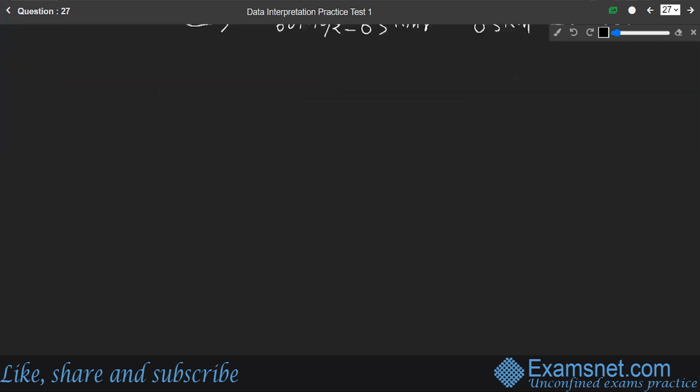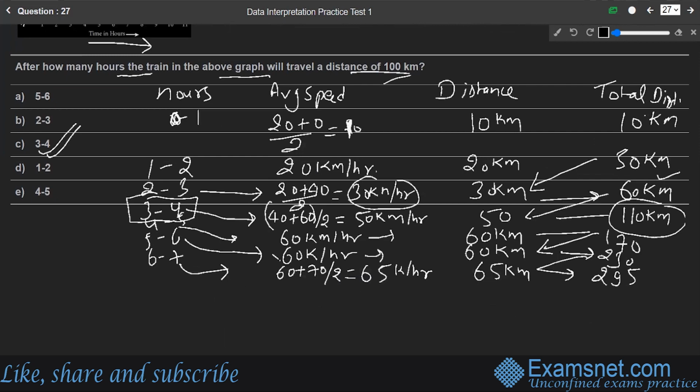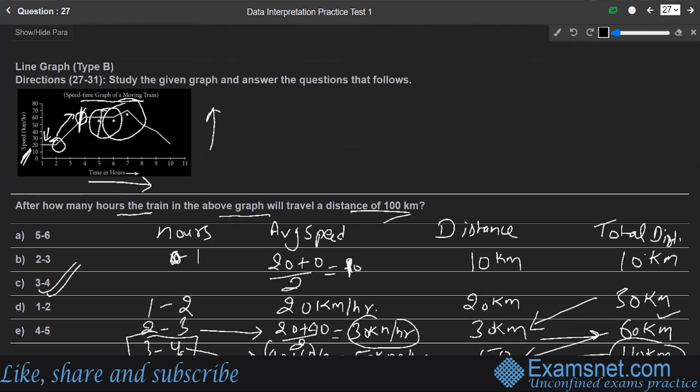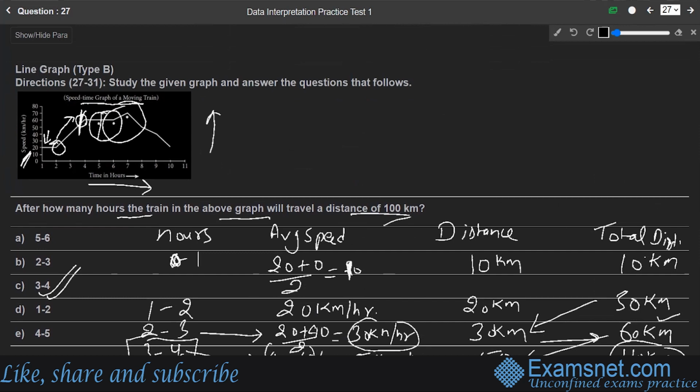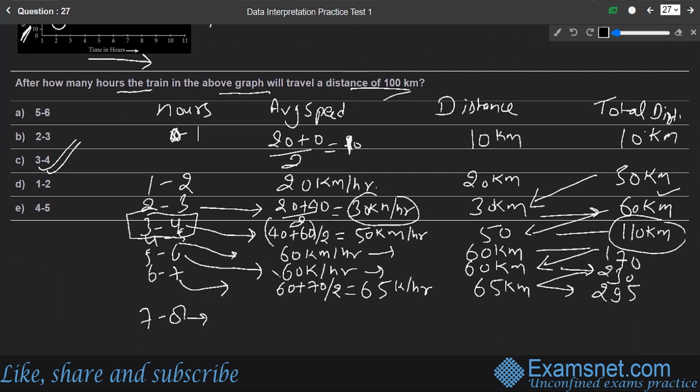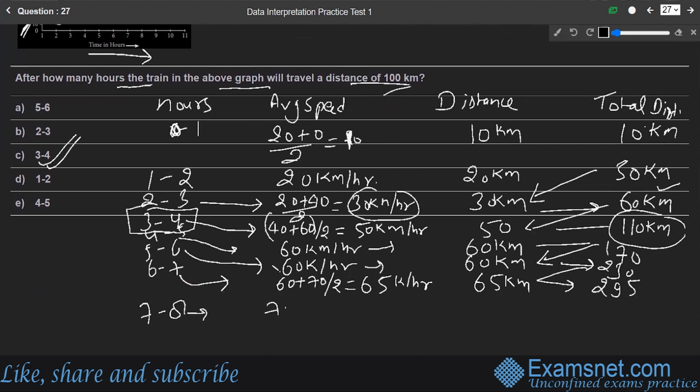Before scrolling down further, we have to see the data for 7 to 8 hours also. So let us check the graph between 7 to 8 hours. At the seventh hour, the speed is at 70 kilometer per hour, and at the eighth hour, the speed is somewhere at 50 kilometer per hour. So the average speed between 7 to 8 hour becomes 70 plus 50 by 2, that is 120 by 2, that is 60 kilometer per hour. With this speed, the distance traveled would be 60 kilometer only. So how much is the total accumulated distance now? 295 plus 60, that is nothing but 355 kilometer. That much distance has been traveled.